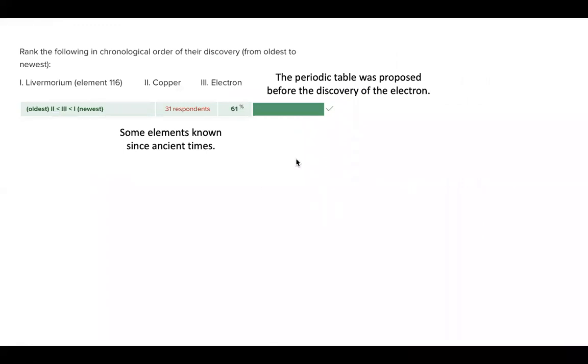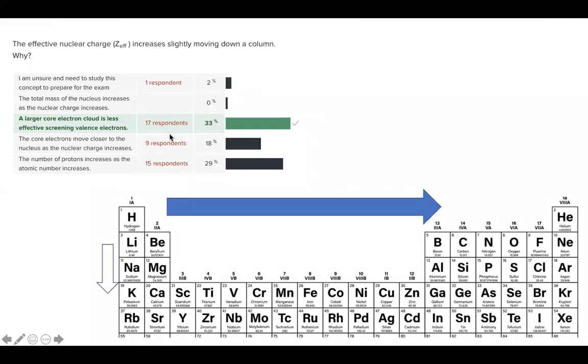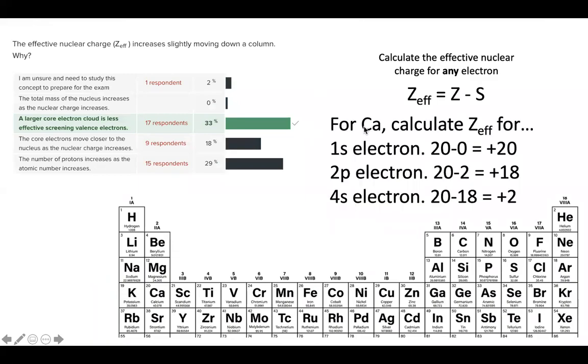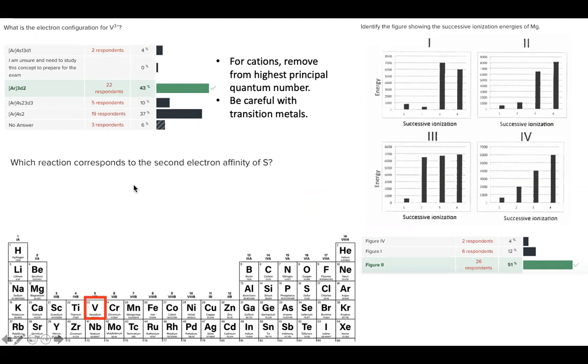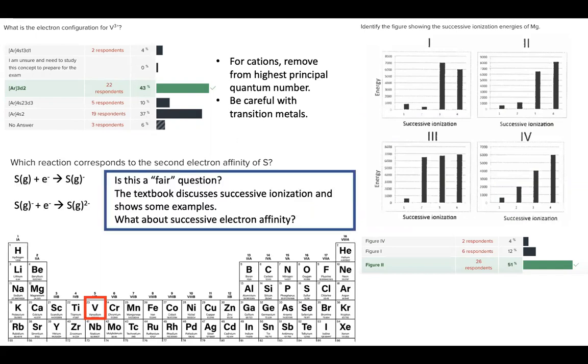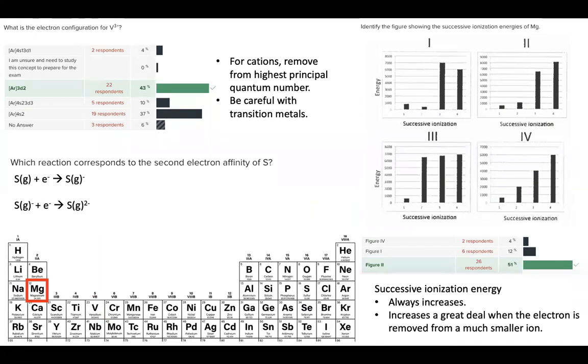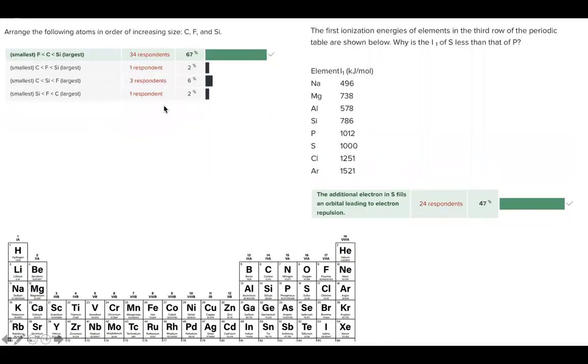We had one that was very quick, just about telling me something about the periodic table. An explanation involving the effective nuclear charge, including calculations. Descriptions of making ions, being careful when we're looking at our transition metals. Descriptions of the equations for electron affinity. And understanding and being able to explain and predict successive ionization. Rankings involving size. It could be for neutral elements like this, neutral atoms. It could also be for ions. Offering explanations for things like the ionization energy, the electron affinity, and trends in size.